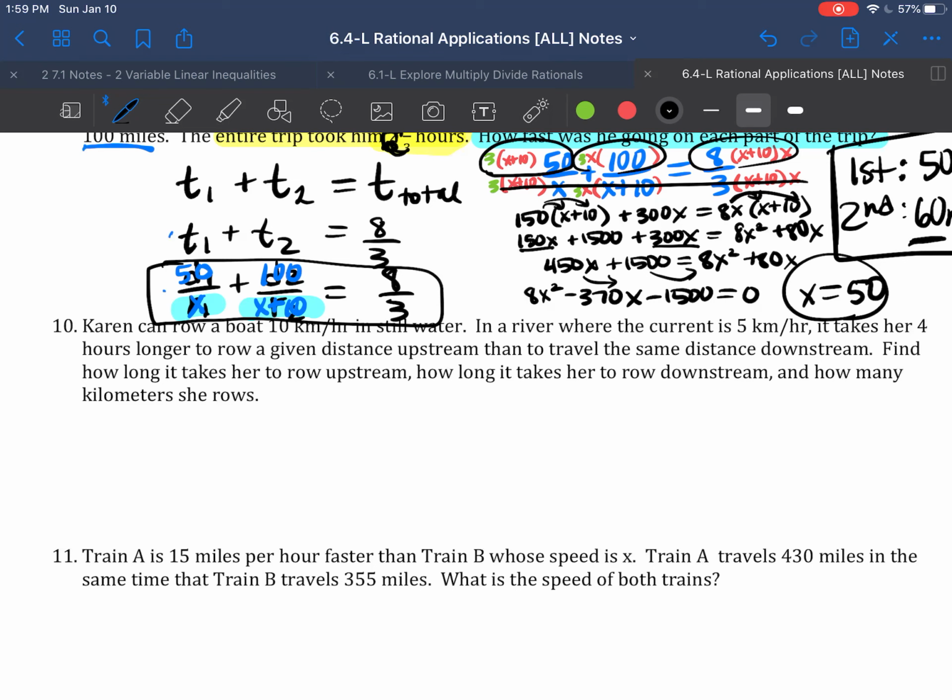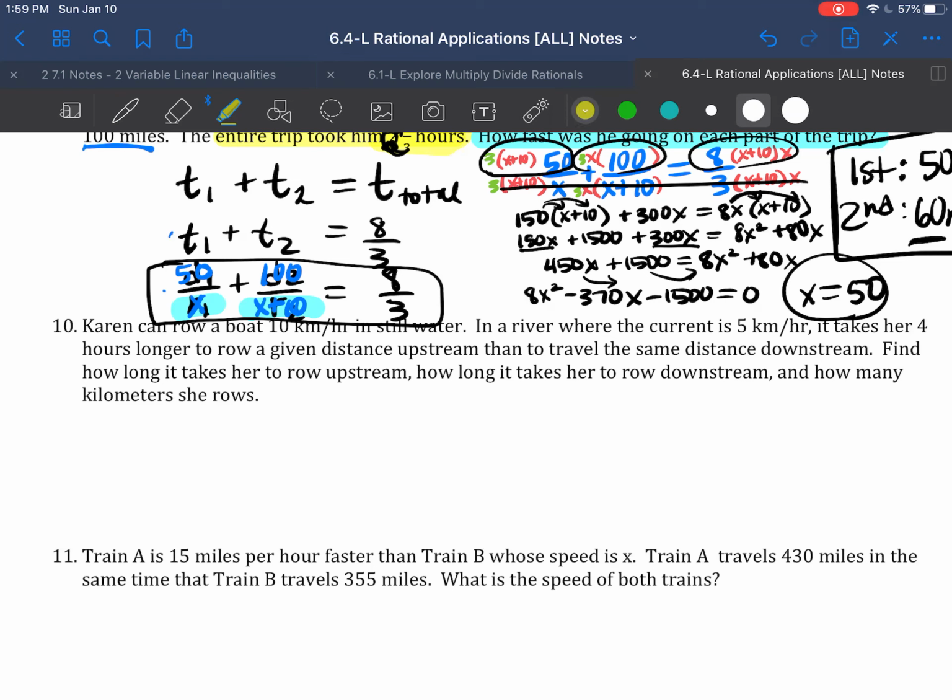Karen can row a boat 10 kilometers per hour in still water. In a river where the current is 5 kilometers per hour, it takes her 4 hours longer to row a given distance upstream than to travel the same distance downstream. Find how long it takes her to row upstream, how long it takes her to row downstream, and how many kilometers she rows. Okay, so it's always going to seem overwhelming at first.